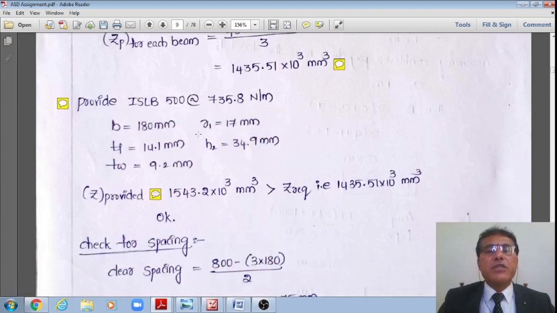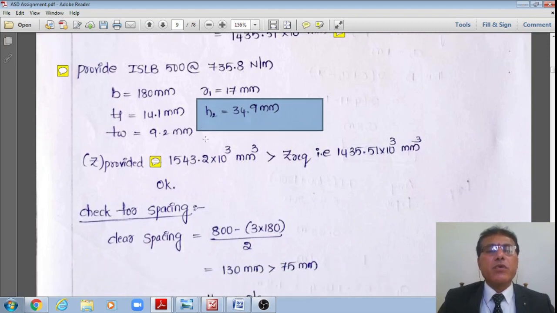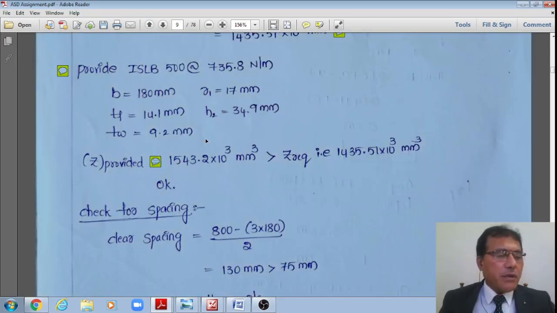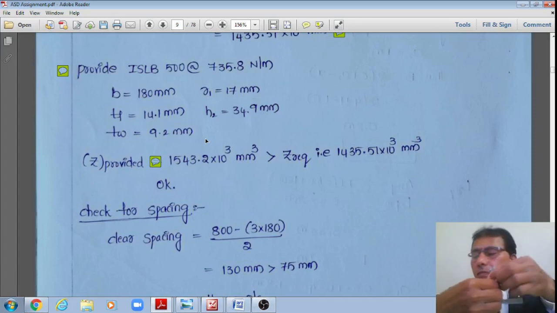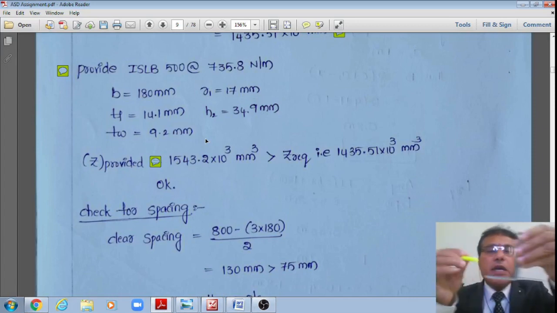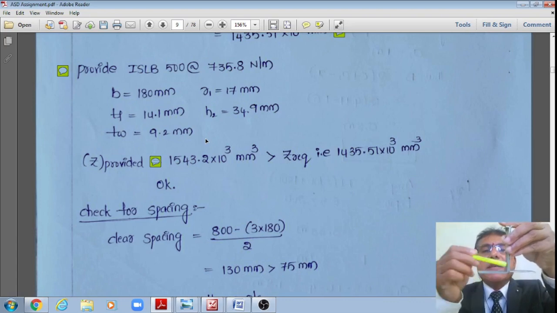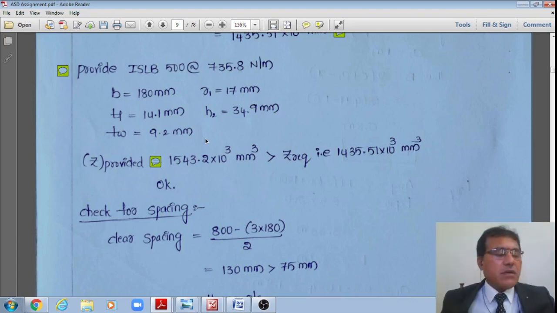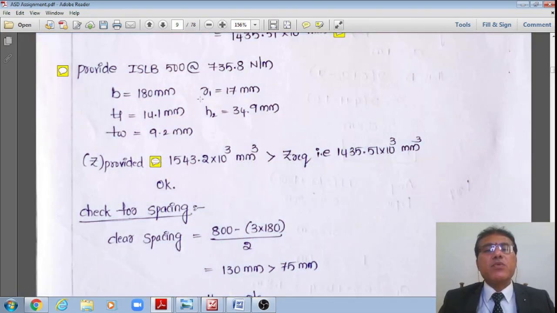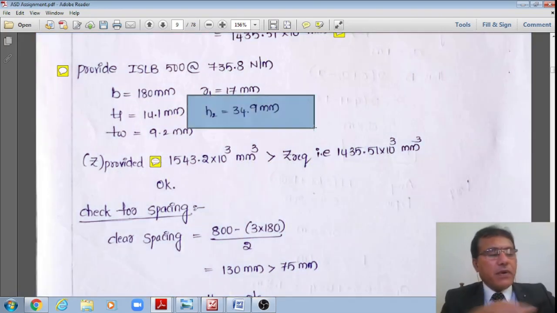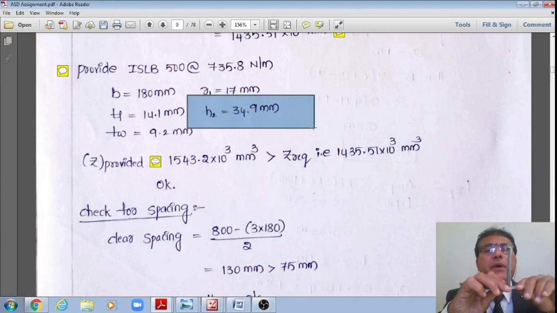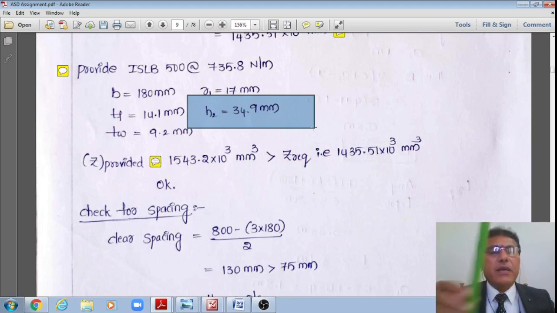And what is also h2? h2 is 34.9. That also I have noted down, where h2 is the depth from the bottom of the section up to the end of the root radius, which includes the thickness of the flange as well as the root radius. Therefore, total depth minus 2h2 is equal to the clear vertical depth of this web, subjected to pure shear, like this, right?